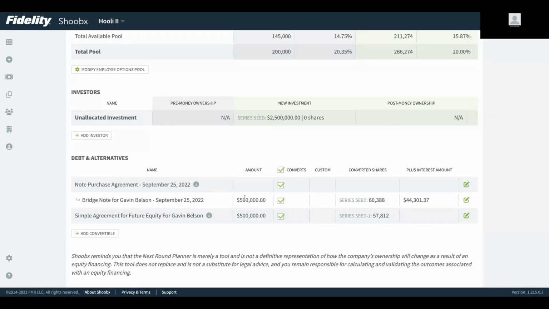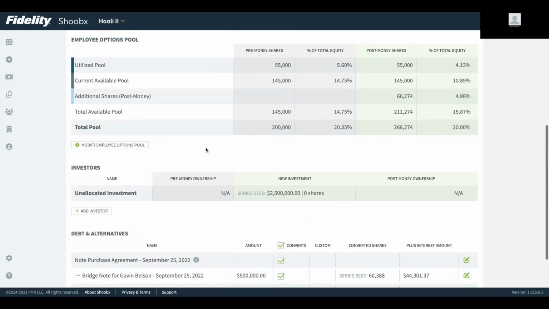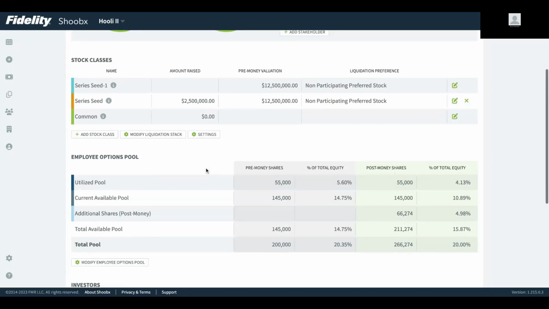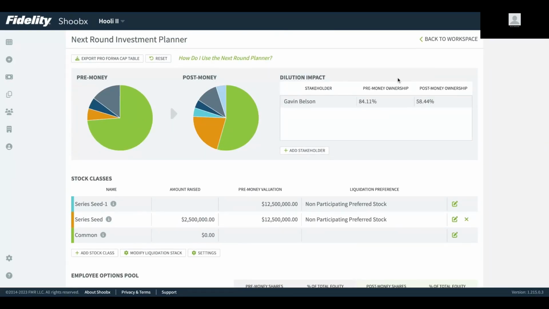And so we see here, we had a note for 500,000 that's converting to 60,000 shares plus the interest amount included in that. And then we also have our 500,000 here on the safe, which is converting into roughly the same amount of shares, but a little bit less. Some of that because of the interest calculation, some of that because one of these is on a discount versus one of these is on a valuation cap. Happy to dive in more to the specifics of how those two vehicles work. But ultimately, we then see further dilution within our ownership stake here.